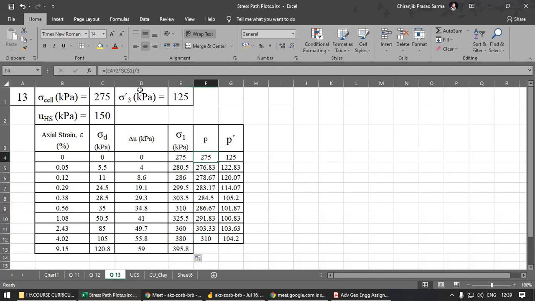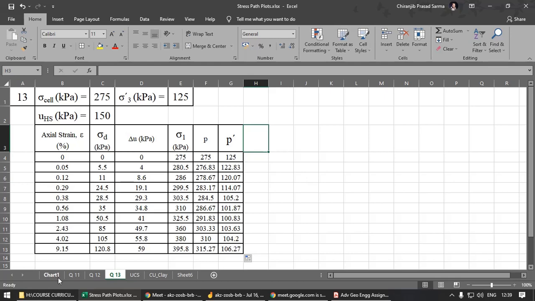Alright, P is already calculated, and we have P dash, so already calculated. Total confinement, I mean whatever hydrostatic pore water pressure is there, minus the excess pore water pressure, so that is already being done. Okay, so I can just pull it down, I can get the data.